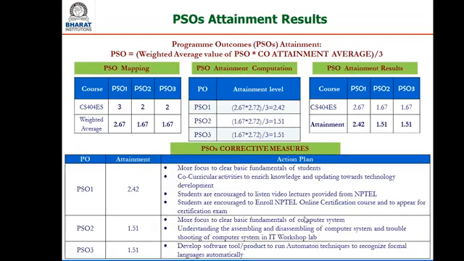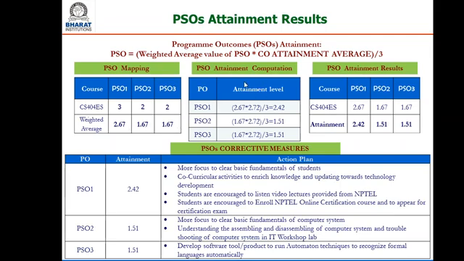Similarly, program specific outcomes attainment. Everything is the same as the PO calculation. Here the formula is again PSO equals weighted average value of PSO into CO attainment average. CO attainment average is common for PSOs also. This weighted average will be taken from the CO PSO matrix. Here you can see the PSO's mapping, program level mapping values, then the weighted average taken from the CO PSO matrix.